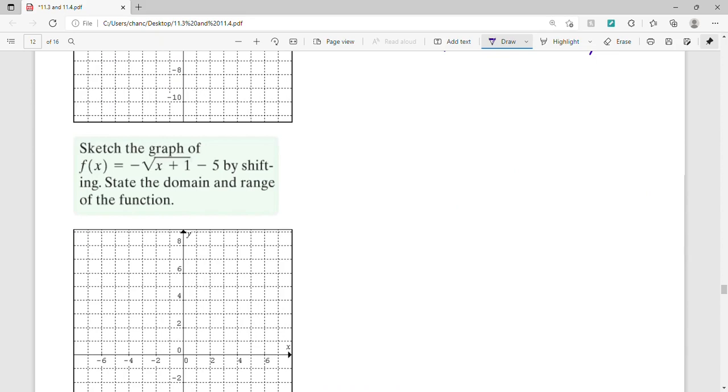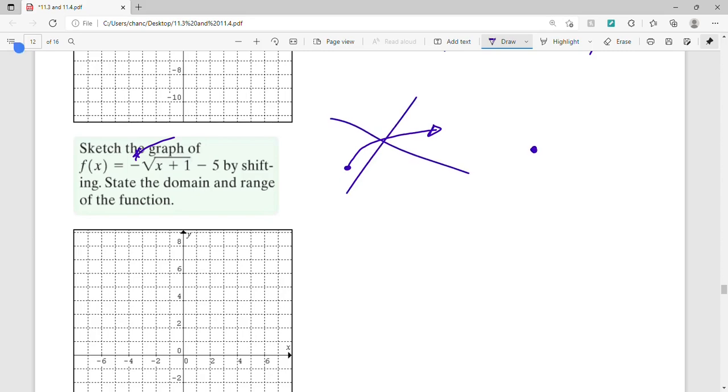In the next graph, there's a negative. That means instead of our graph looking like this for the square root, that's not what we want to do. We want to make it upside down. So flip it upside down. So we'll flip it like this as it goes to the right. It's still a parabola facing right, only half of it, but it's the lower part, not the upper part.